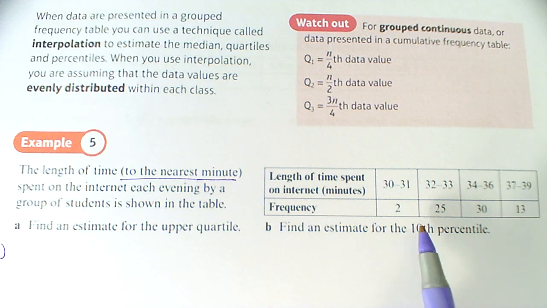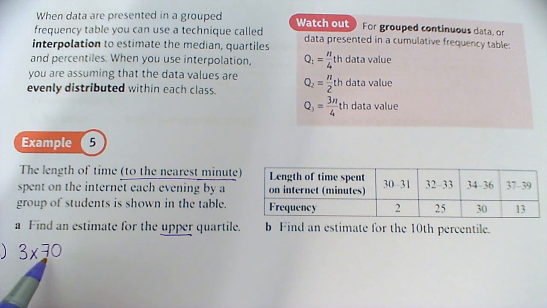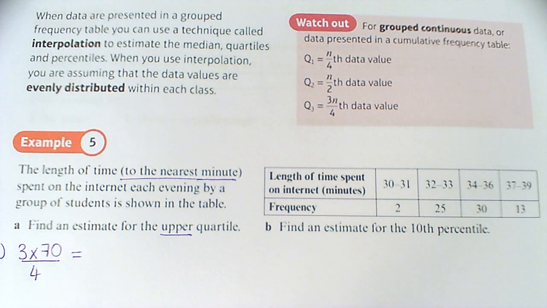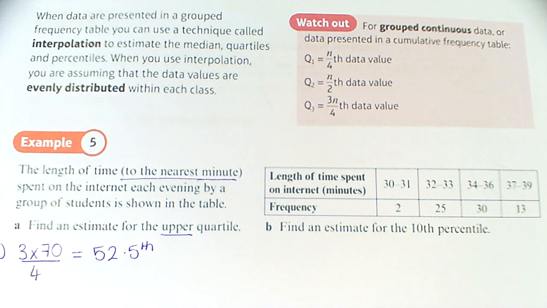We need to see how many bits of data there are, and if you add all these up, there are 70 bits of data. To find the upper quartile, we need to find 3/4 of 70. And 3/4 of 70, if you work that out, means that we're going to find the 52.5 bit of data. So we are going to use interpolation to do that.